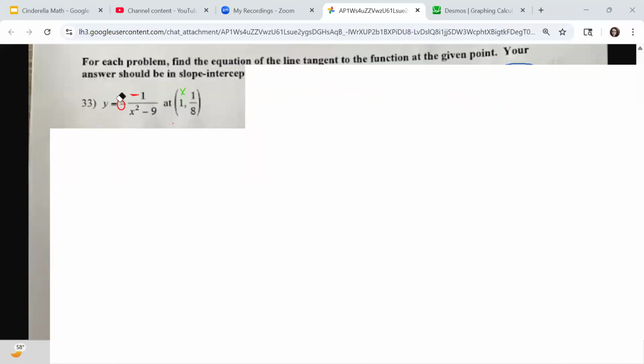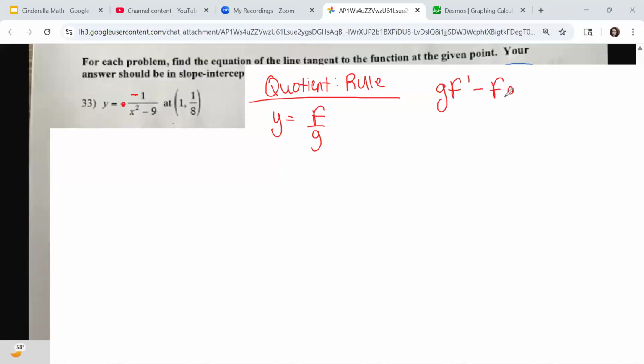Okay. I'm still going to move that negative to the top. I just never like a negative on the side. It's too easy to forget. So move that to the top. Quotient rule. To take a derivative of a fraction, which is what we have, we use the quotient rule. And if you let your function, your y, be f over g, quotient rule says this: g f prime minus f g prime all over g squared.